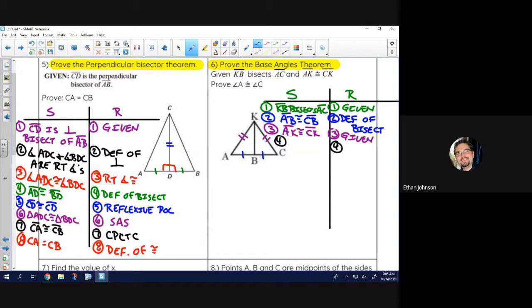Now, unfortunately, we don't have any more givens, so trying to look for. First question, does it look like a bow tie? Does not in this case. Second question, do they share a side? They do. So I know we have our reflexive property of congruence. So the side that they share is BK. So I know BK is congruent with BK. And I'll mark that.